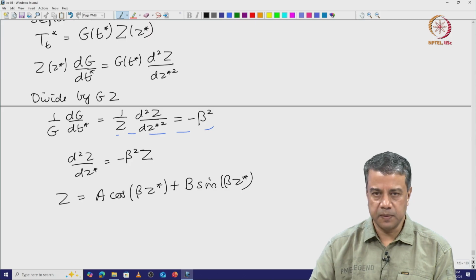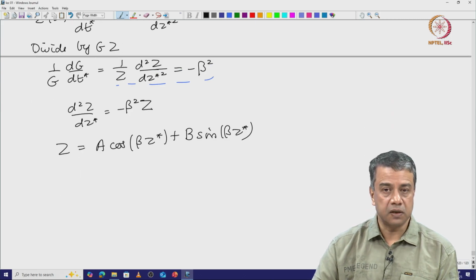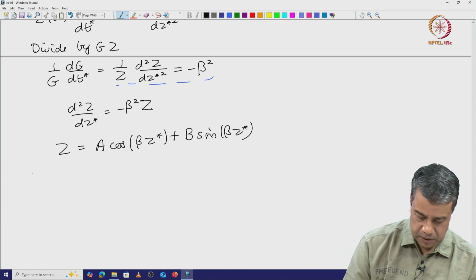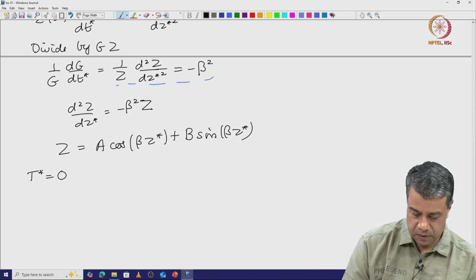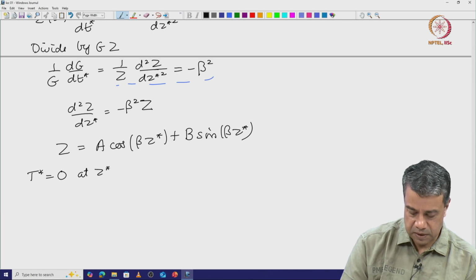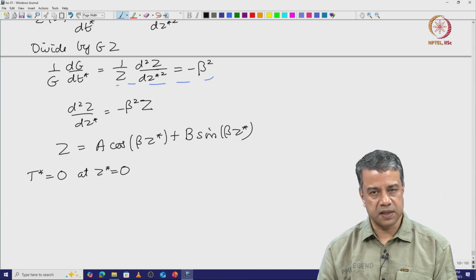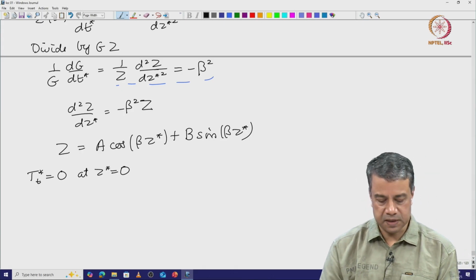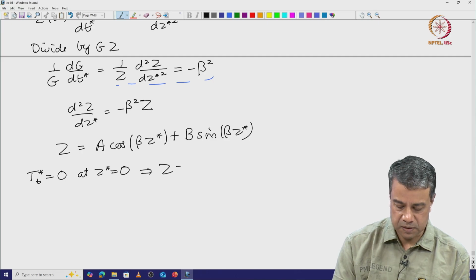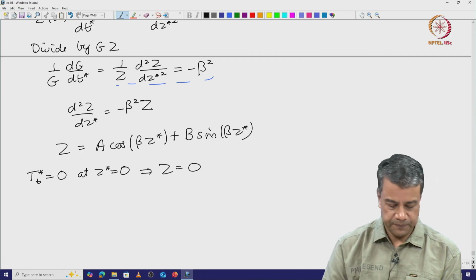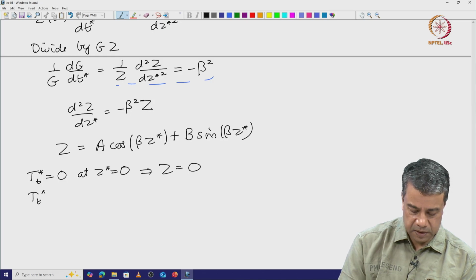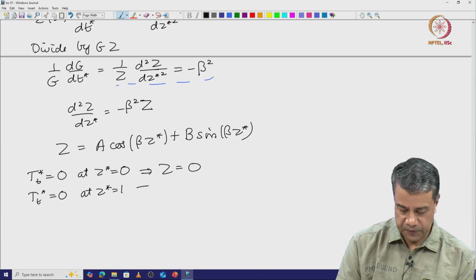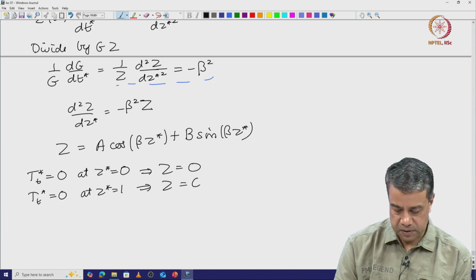And these are determined from the boundary conditions. Recall, I told you that the boundary conditions are homogeneous. T star is equal to 0 at z star is equal to 0, and since the only z dependent part of T star, the transient temperature, is capital Z, this implies that capital Z is also equal to 0. And the transient part of the temperature is also equal to 0 at z star is equal to 1. This also implies Z is equal to 0.